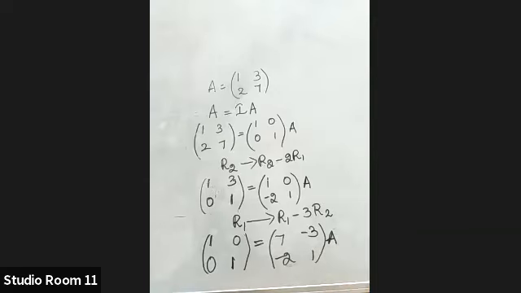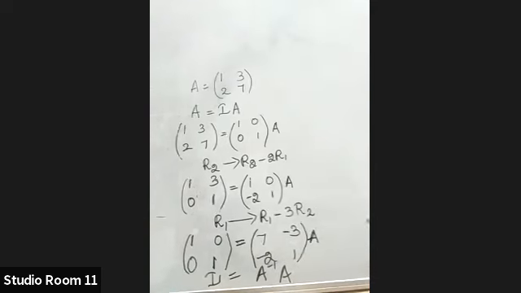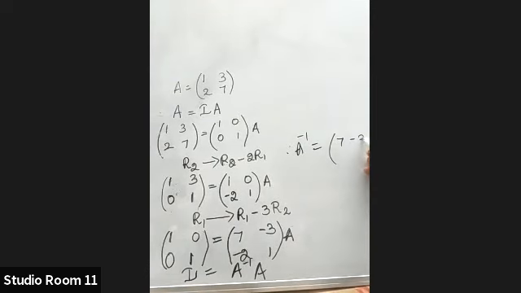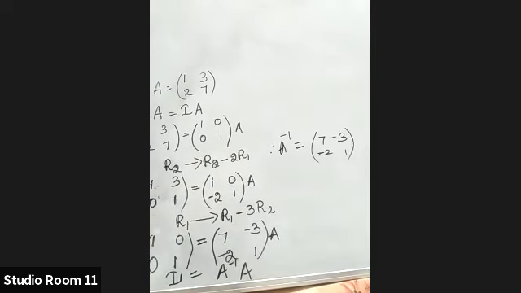Okay. So here, look at the LHS. In the LHS, we have the identity matrix. I is equal to some matrix into A. This is A inverse into A. Identity we are getting. And this is A. That means this is the inverse. So therefore, what is A inverse? Therefore, A inverse is equal to 7 minus 3 minus 2, 1. Is it okay?